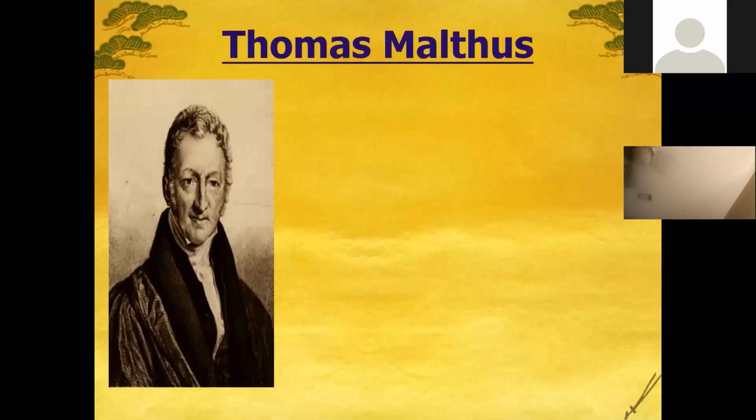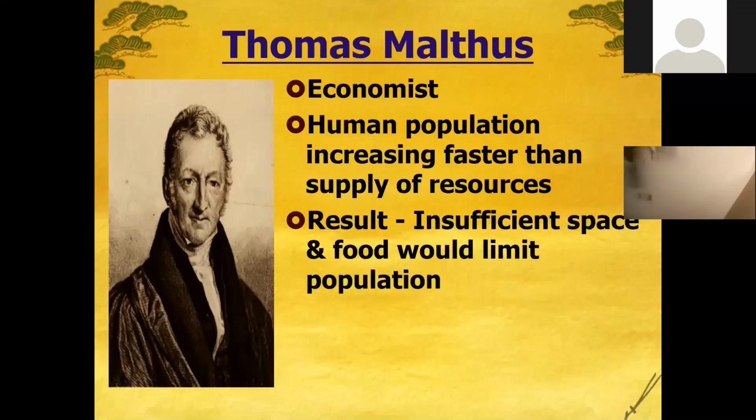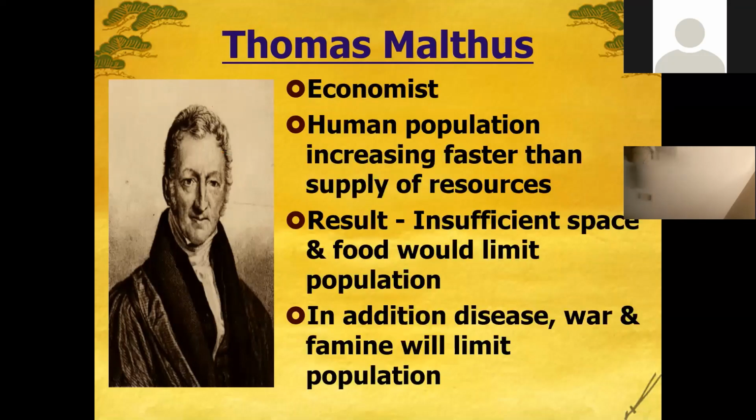Then one last person that definitely influenced Darwin was Thomas Malthus. Now, he wasn't a scientist per se, he was an economist. And he was an economist that was studying human population. And he was writing books about how the human population was increasing way too fast, even back then, that we would eventually run out of supplies, that supplies for resources weren't increasing as fast as the population was.